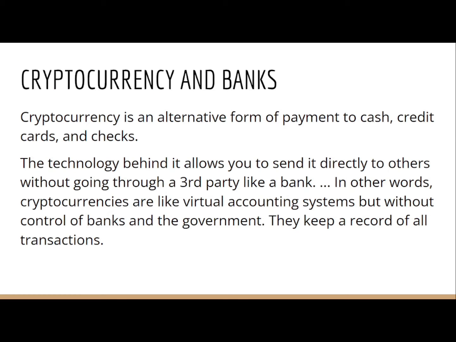Okay, so what's the similarity between cryptocurrency and banks? Just as I told you earlier, they have a system for recording transactions, and there are also forms of payment. Cryptocurrency is an alternative form. Credit cards and checks are the ones banks use. The technology behind it allows you to send directly to others without going through a third party. So instead of going through a bank, in cryptocurrency you just send directly to the other person and it is updated on the blockchain. In other words, crypto is like a virtual accounting system. They keep a record of transactions.